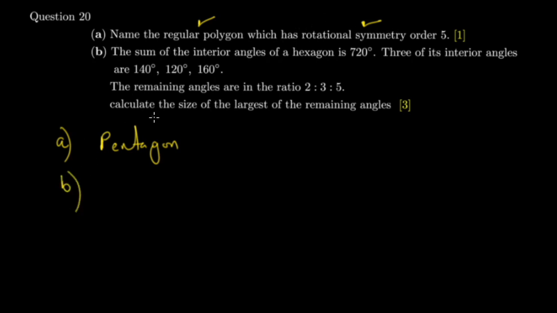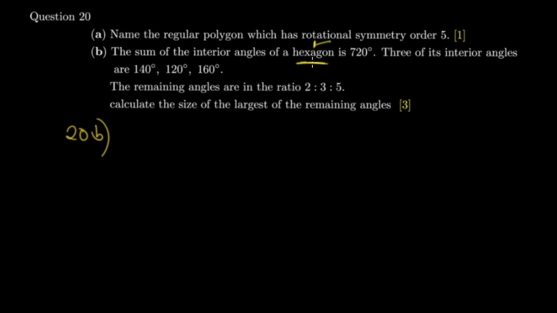So let's just move to the second part. I think I will need more space here, so you just scrap that off. And the sum of the interior angles of a hexagon, that's a buzzword. So hexagon means 6 sides, already you know. So 720 is the sum of the interior angles.